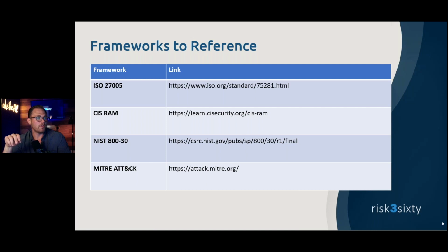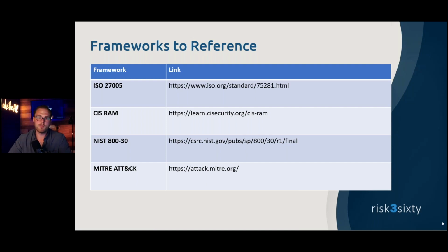So one thing I'll throw out there is ISO 27005. That's paid, but it's a good standard for doing a risk assessment. CIS, I love Center for Internet Security. They have a lot of great resources. CIS risk assessment method is great. NIST 800-30 is a great standard out there. And there's also the MITRE ATT&CK framework.